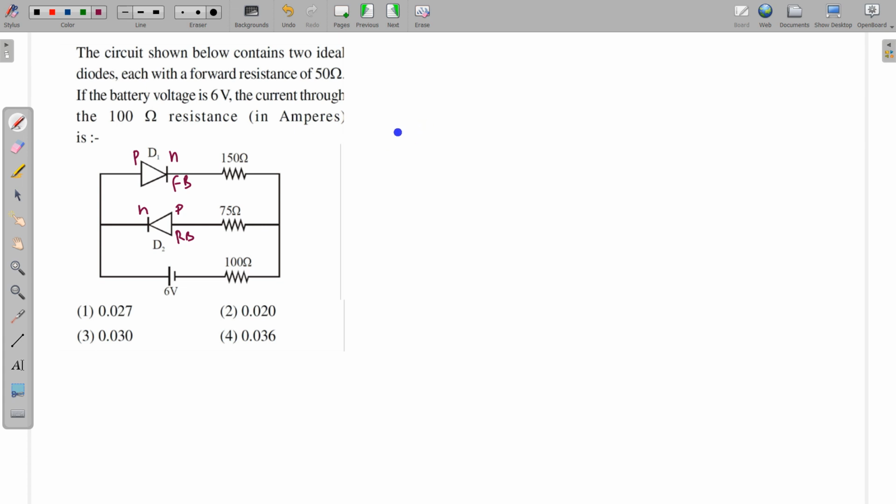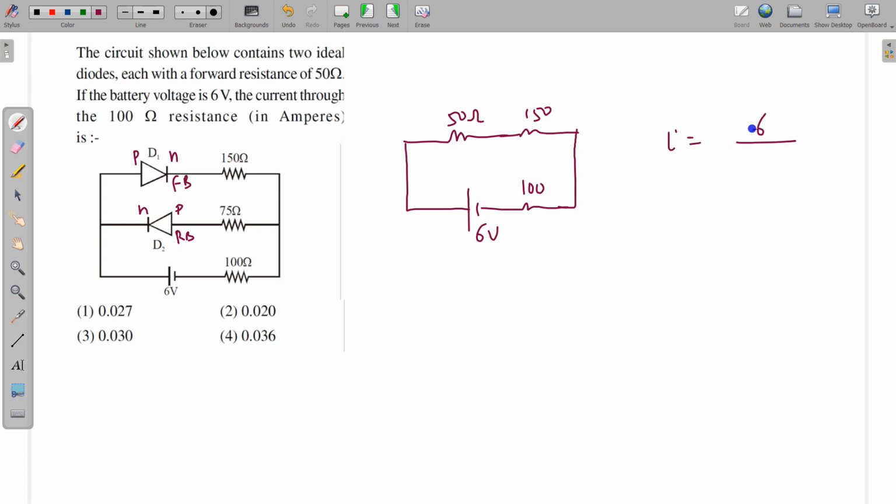So the circuit for us will be this diode. You can replace it with a 50 ohm resistance in forward biasing. This is 150 given, and there is no current in this diode. This is 100. So this is the equivalent circuit, and current is equal to 6 divided by, this is 150 plus 50, this is 200, 200 plus 100, this is 300. So the answer will be 0.02 ampere. So this is the correct value.